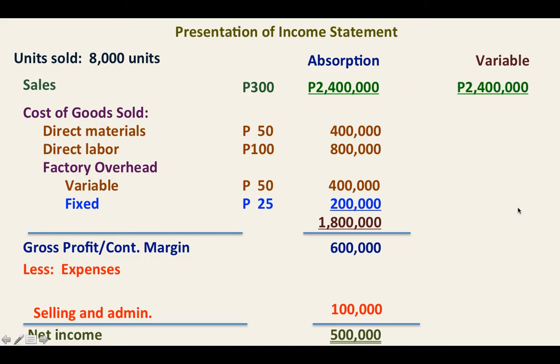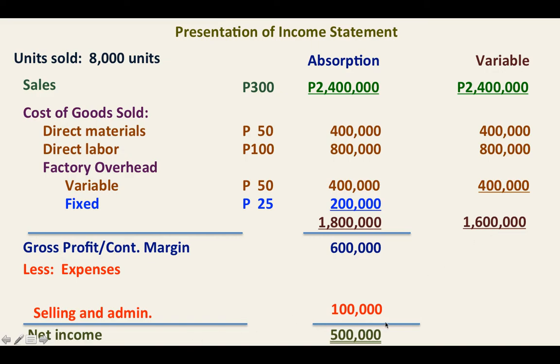Okay. So here, we are not presenting the cost of goods sold, but the variable. Okay. We will deduct the direct materials, direct labor, and the variable here. Okay, class? Yun ang i-deduct natin. So, yun yung product cost natin. Okay. And class, our total variable is 1.6 million.